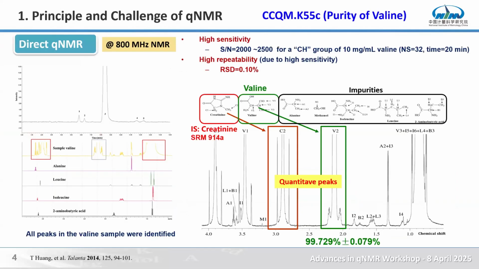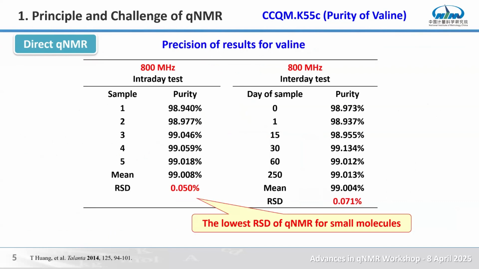This slide presents our valine intercomparison data conducted using the 800 MHz NMR. All impurities identified by LC-MS exhibited no signal overlap with the analyte or internal standard in the NMR spectrum, ensuring the accuracy of the quantitative results for this small amino acid. That is an easy one. As shown in this table, the intraday RSD is very low at 0.05%, and the interday RSD is 0.071%, which was the lowest RSD in all qNMR reports at that time.